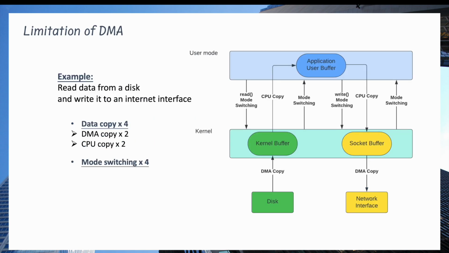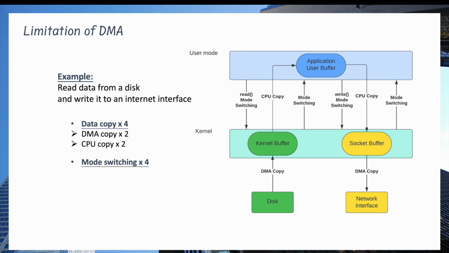Well, let's take a look at this example. So you want to read data from a disk and write to a network interface. It might be one of the most common operations in client-server mode applications. A read command is executed and causes a mode switching, and then triggers the DMA copy from the disk to the kernel buffer. Then it must be CPU who copy the data to the user buffer with another mode switching. The write command does the reverse, quite similar, but with network interface and socket buffer.